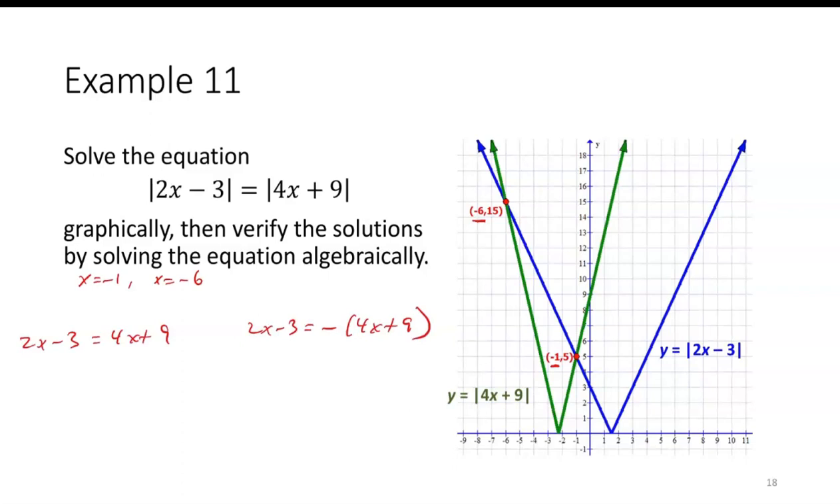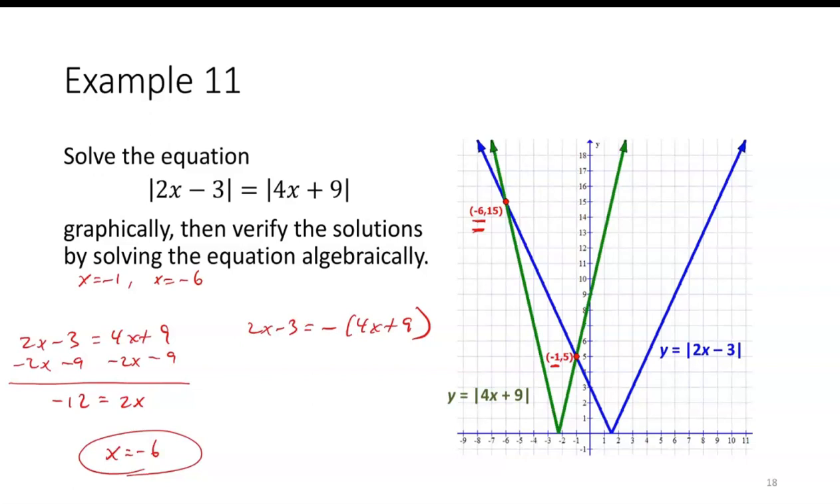For the one on the left, what you can do is subtract 2x from both sides. And I'm going to subtract 9 from both sides as well. So you can subtract any amount as long as you do the same amount on both sides. 2x minus 2x is 0. Negative 3 plus a negative 9 is negative 12. The right-hand side, we have 4x minus 2x is 2x. And then if you divide by 2, you'll end up with x equal to negative 6. And that is the one we found here on the far left.